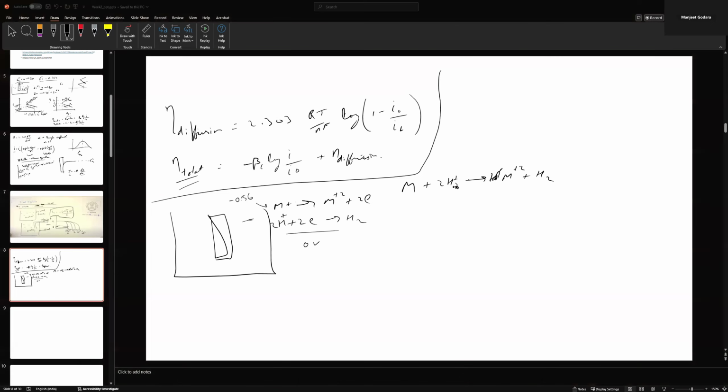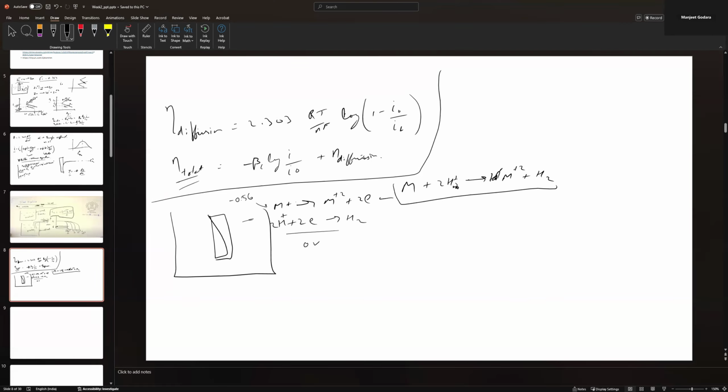It has some assumptions. First is that any electrochemical reaction, so this is an electrochemical reaction, can be broken into two or more partial reactions. This is the first assumption: split into two or more partial reactions.